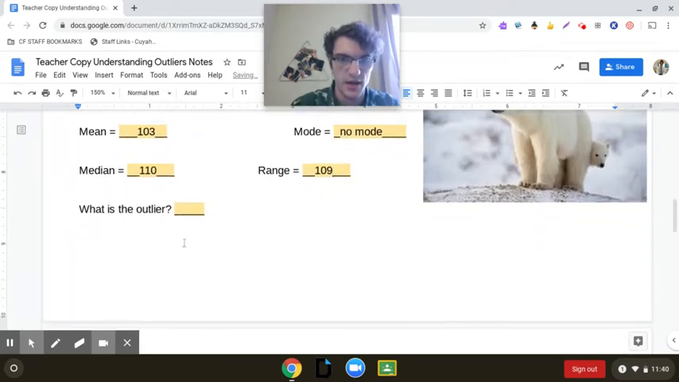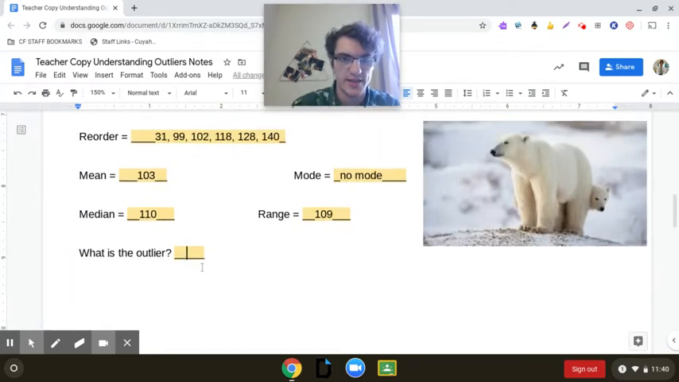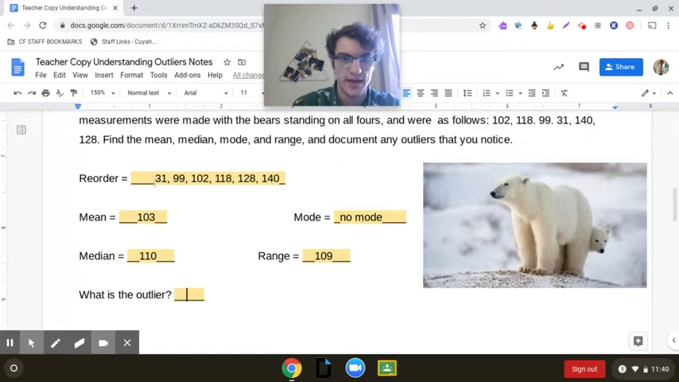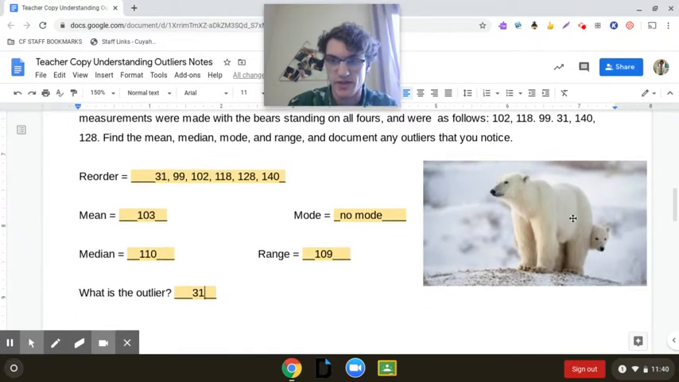All right, so the last question here, what is the outlier? That outlier is going to be this very short polar bear that is only 31 centimeters tall. Why might there be a very short polar bear at the zoo? Well, I gave you a hint with this picture. It's a baby polar bear. Isn't that cute? That's awesome.